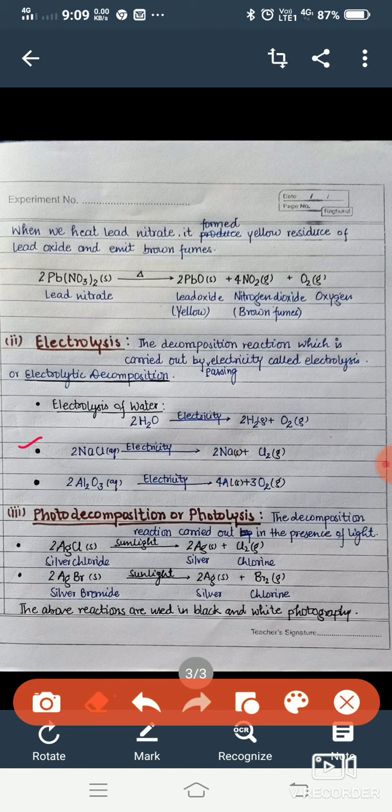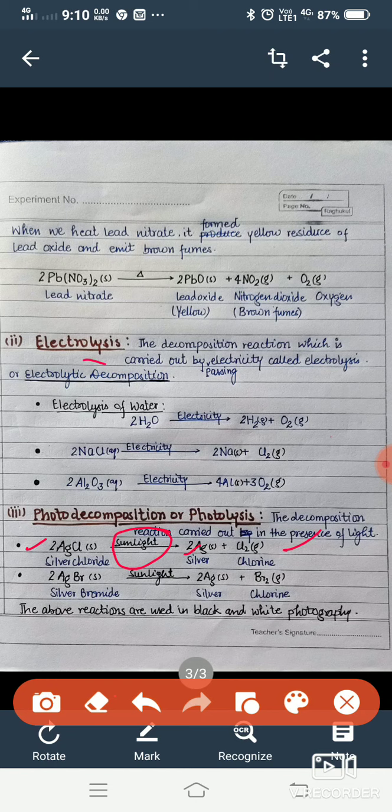Now the third decomposition reaction is photo decomposition or photolysis. As the name suggests, photo means light. So the decomposition reaction which is carried out in the presence of light is called photolysis, or photo decomposition. This is also important. Let's understand by taking an example. If we put silver chloride in the sunlight, then it decomposes into silver and releases chlorine gas.